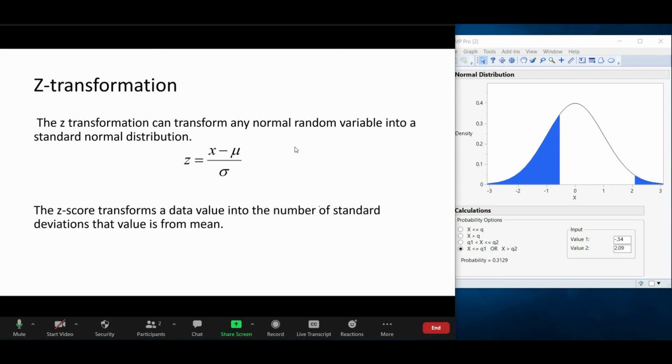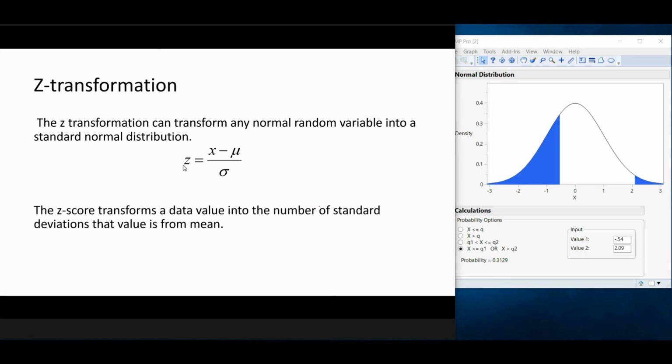Now, the way that you get from what I call a general normal distribution with a mean mu and a standard deviation of sigma to a standard normal distribution is by subtracting mu from the value of x you're interested in and then dividing that difference by sigma. And that will give you what this x value is in standard units, in the standard normal distribution line.